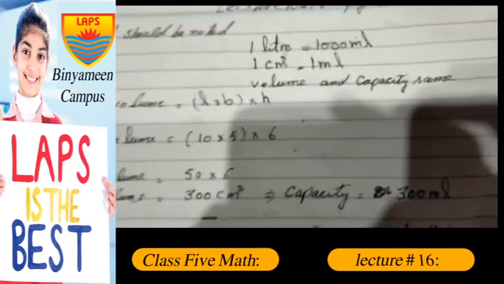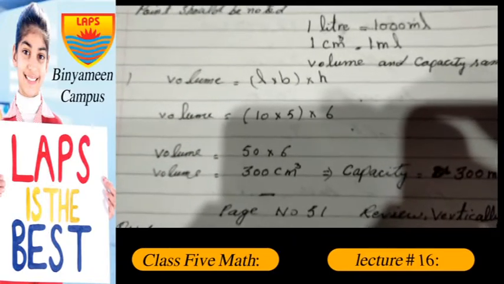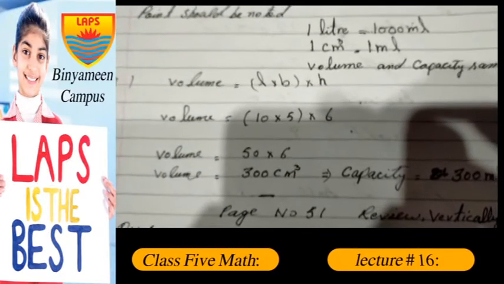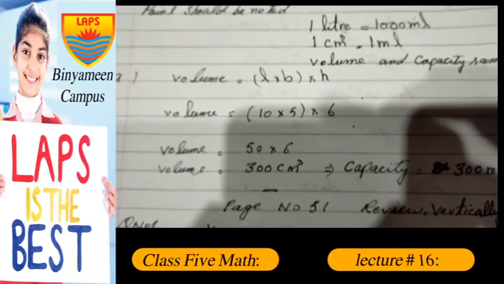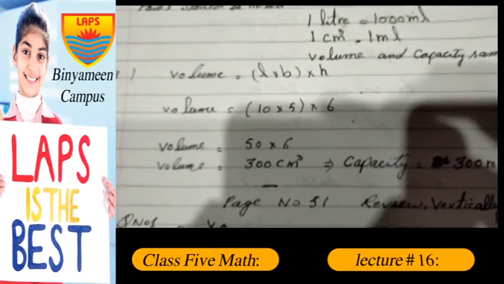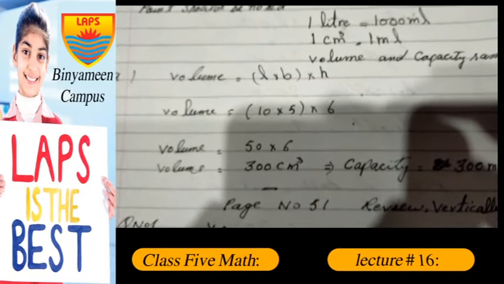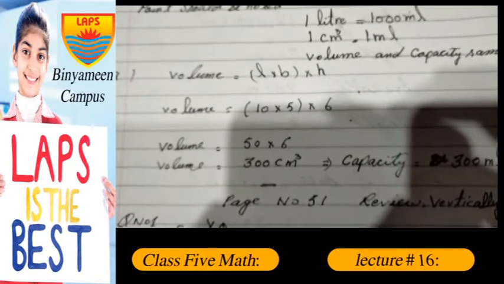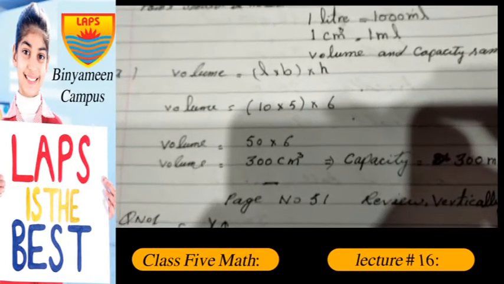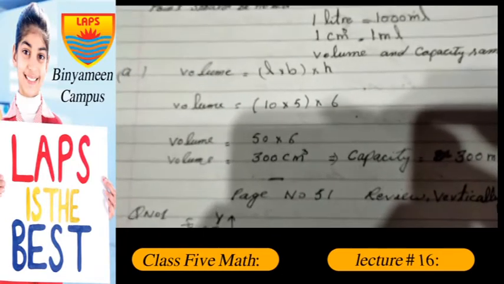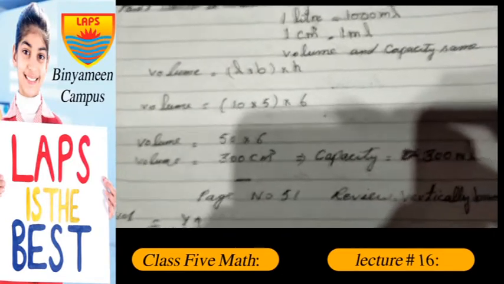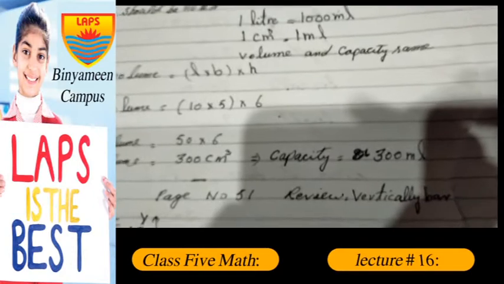Volume and capacity same. Volume is equal to length multiplied by breadth multiplied by height. Volume is 10 multiplied by 5 multiplied by 6. Volume is 50 multiplied by 6. Volume is 300 centimeter cube. Now volume and capacity same, so capacity is 300 milliliter.